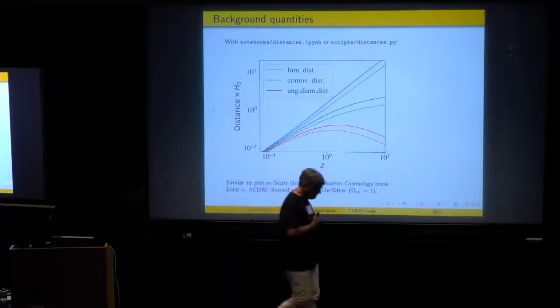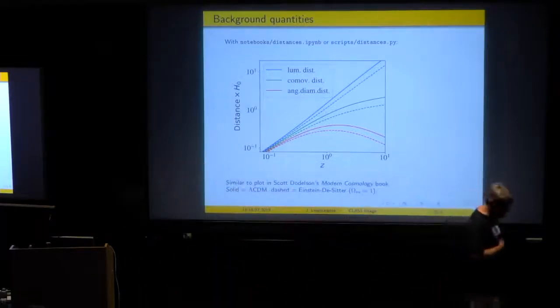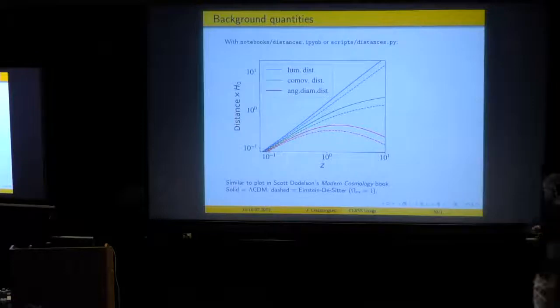We have shown examples only with CLs and pK. There are not only CLs and pK in life. There are background quantities, thermodynamical quantities, transfer functions, etc. So here, let's assume that we want to reproduce a plot from the book of Scott Dodelson on modern cosmology. It's a famous plot comparing the luminosity, comoving and angular diameter distance as a function of redshift for 2 cosmologies, lambda CDM and Einstein de Sitter. So how do you get this plot from class?